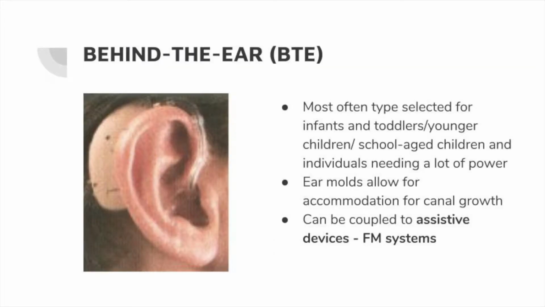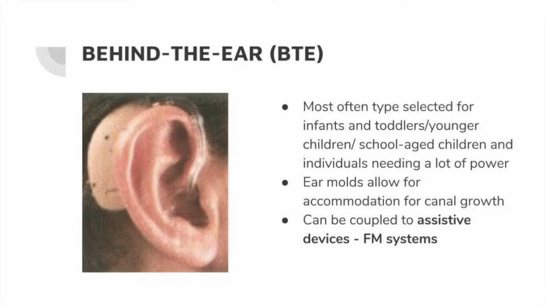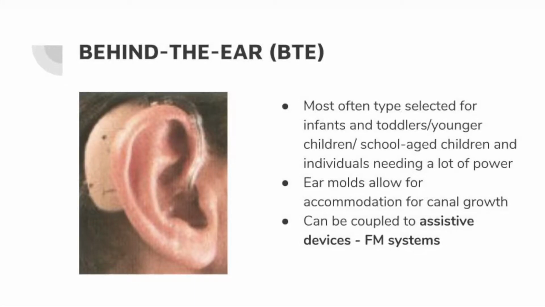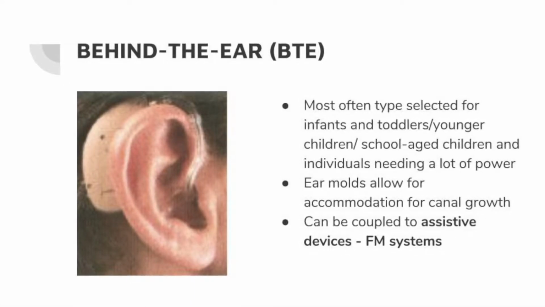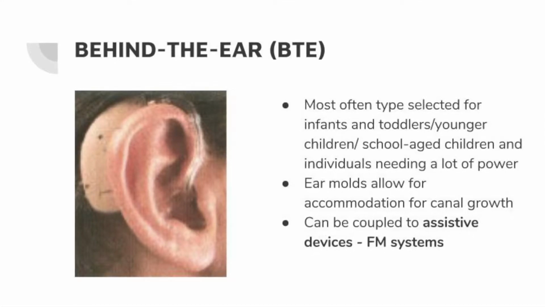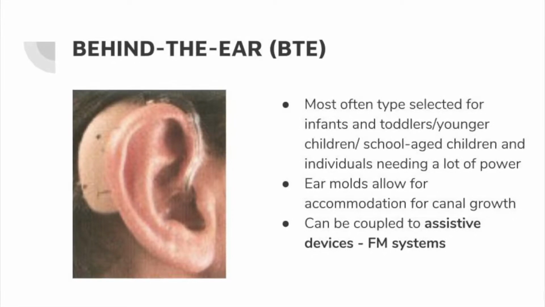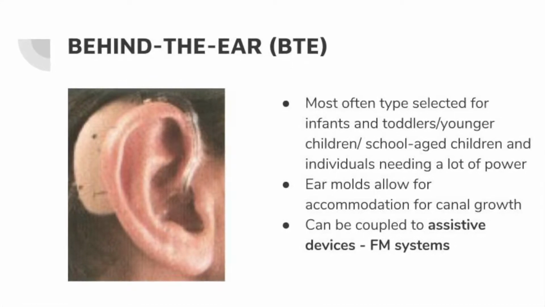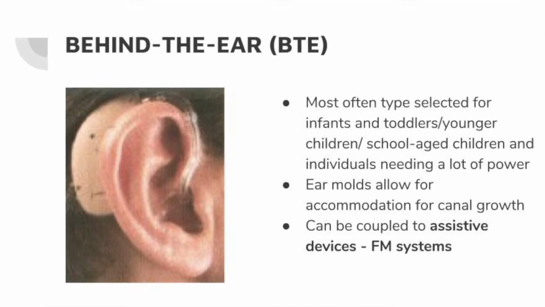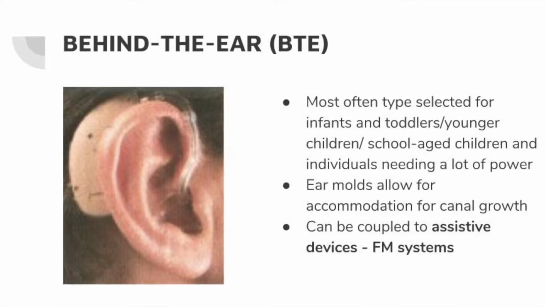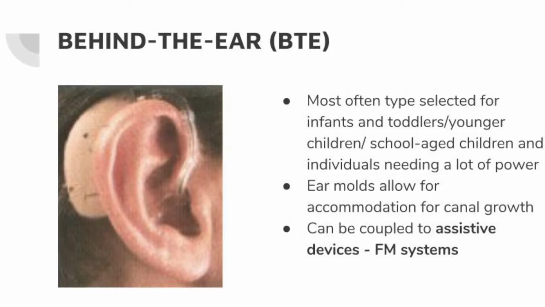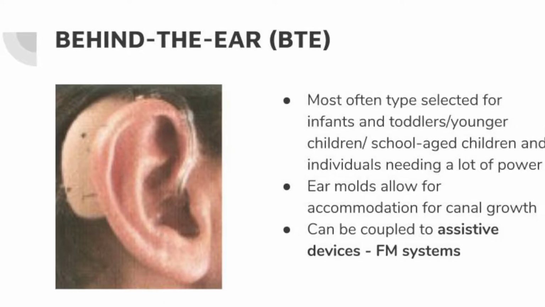But the type of hearing aid we will discuss today is called a behind the ear hearing aid, also known as a BTE. It is the most often type selected for infants and toddlers and younger children, typically due to the ability to have an ear mold which can adapt to changing ear canals. It also allows for the assistive devices and FM systems to be coupled to it. So for children up to age 12, you will often see a BTE hearing aid.